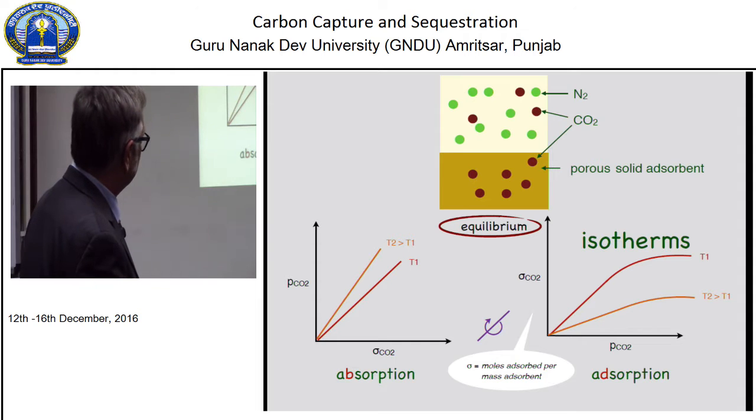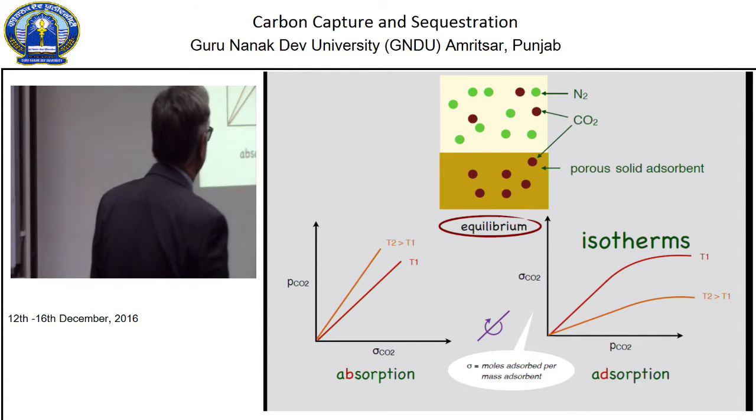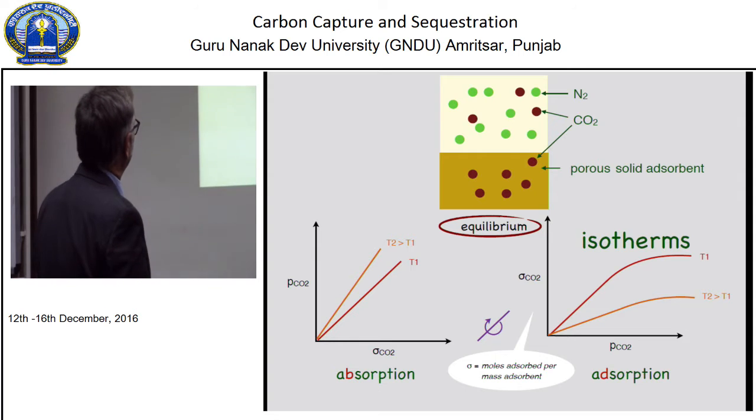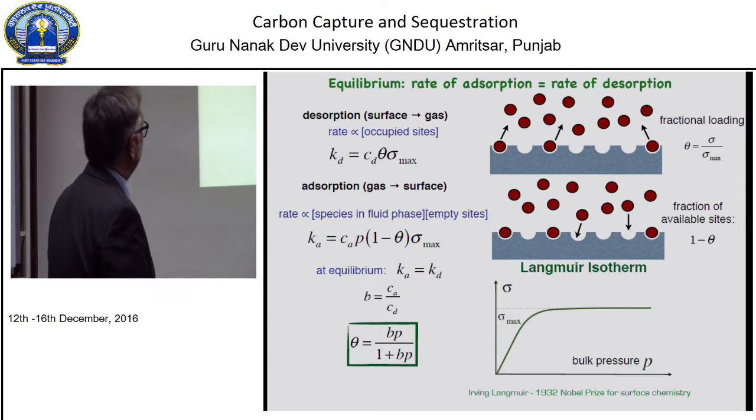And you'll recognize there's a region where it looks very, very linear, and there's a region where it levels off. So as I increase the pressure, I reach a point where no more CO2 goes on the surface. The surface is said to be saturated. So this is the moles per mass of adsorbent. So how do I figure out what that number is?